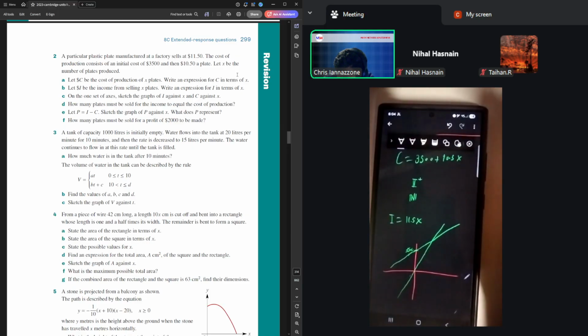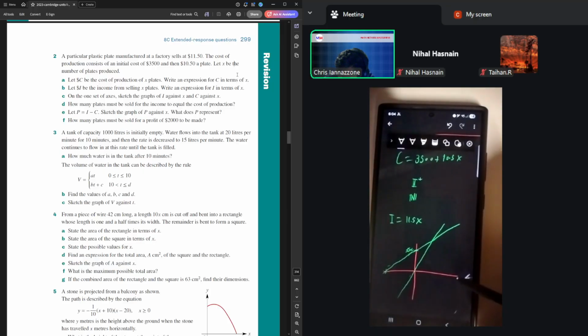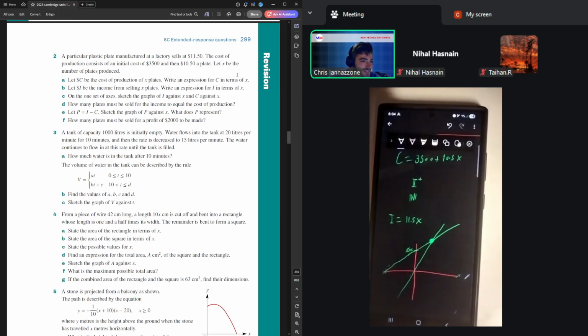That'll do for now. We don't necessarily care about anything going on here because our x values, we're not dealing with any negatives. We're only looking at the positive side of things. So we can imagine that this is probably going to be a key feature. Oh yeah, it is. Part D, that's exactly what Part D is asking: how many plates must be sold for income to equal cost?